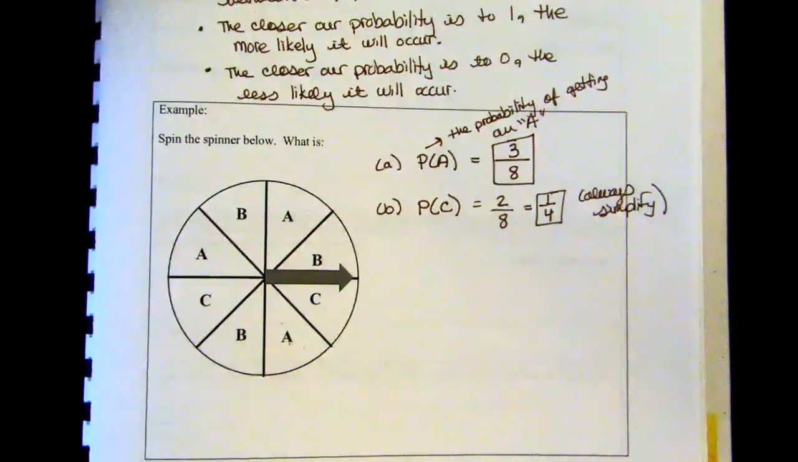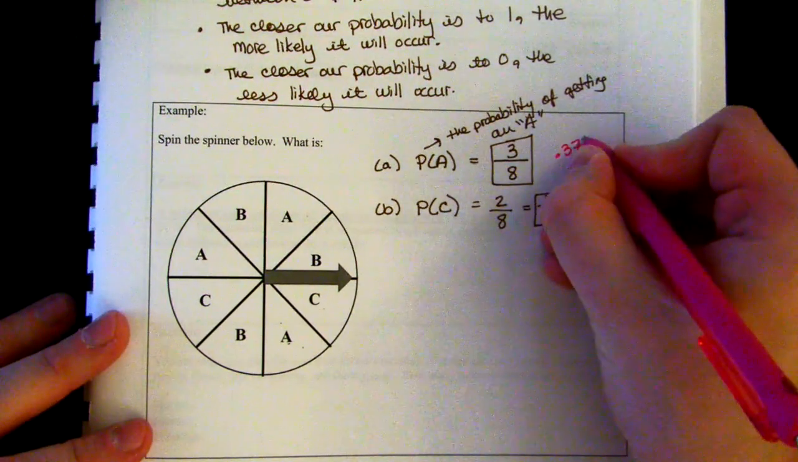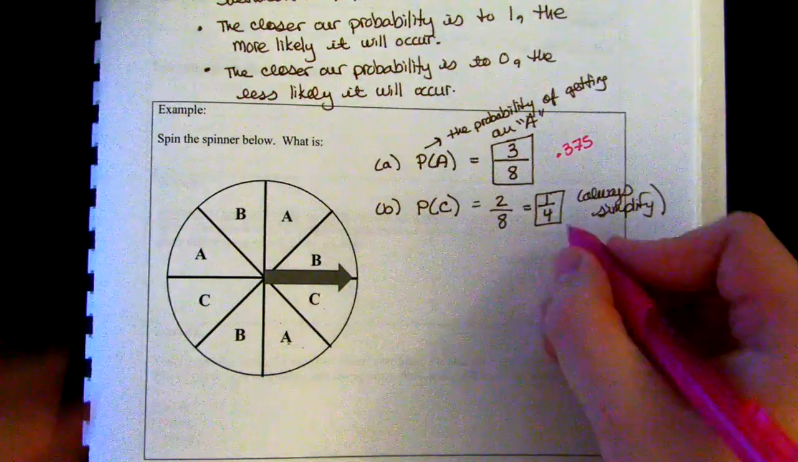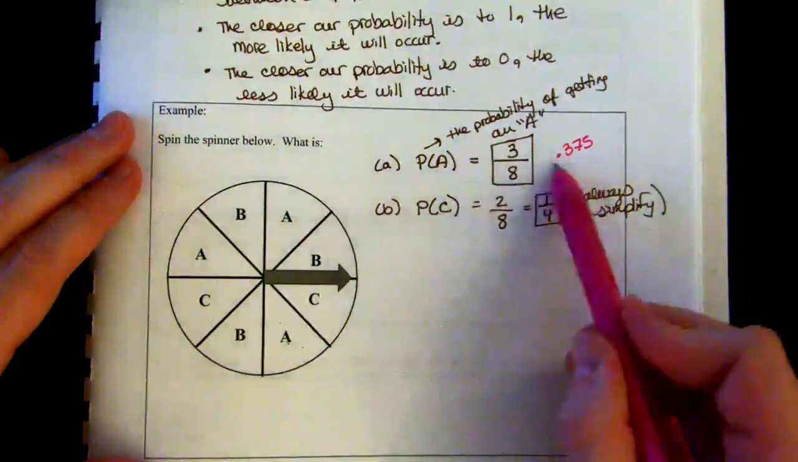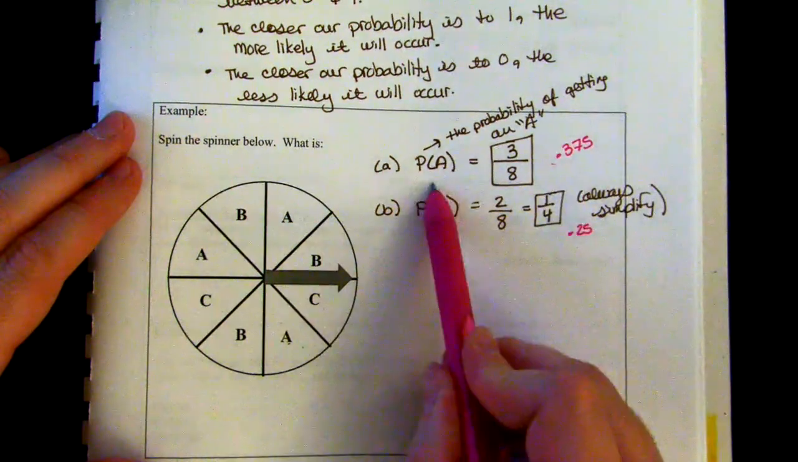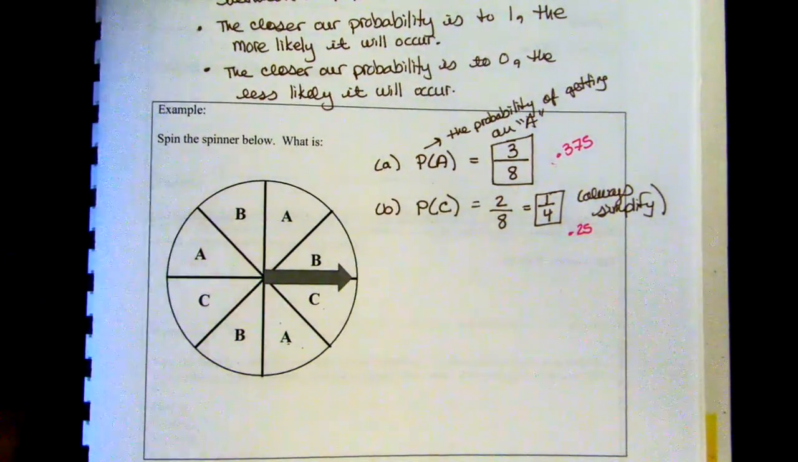Now, I think I said that we should give these as fractions, but I did make a comment about them as decimals. If I change these into decimals by dividing the top by the bottom, first one is 0.375, second one is 0.25. I think this is the bigger number, which means this one's more likely to occur, and this one's the smaller number, this one's less likely to occur. That's how we can kind of use the decimals to compare our probabilities.